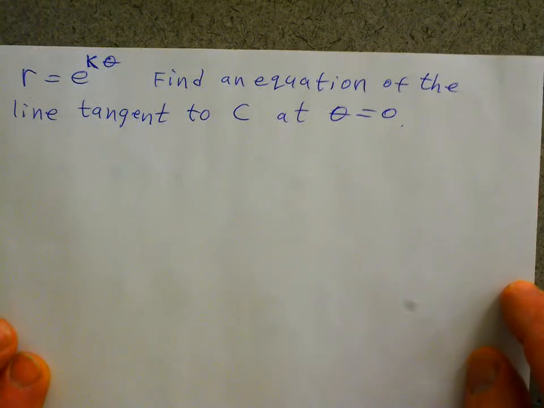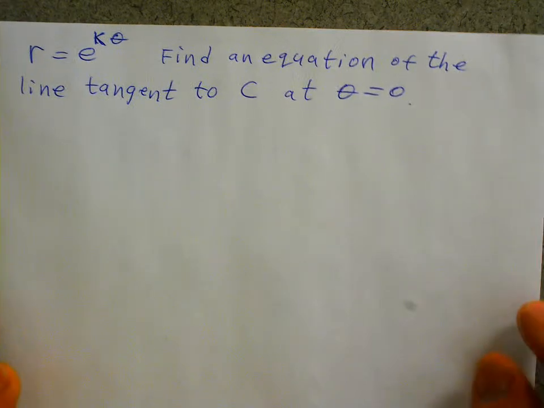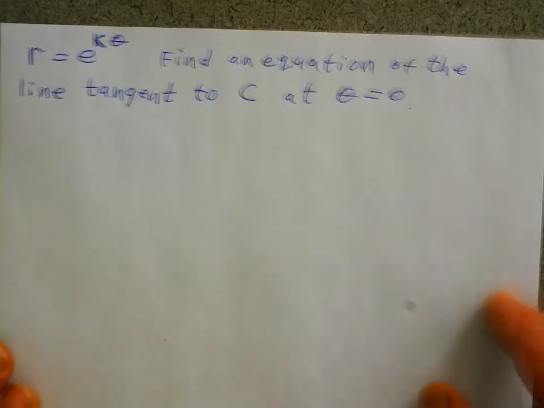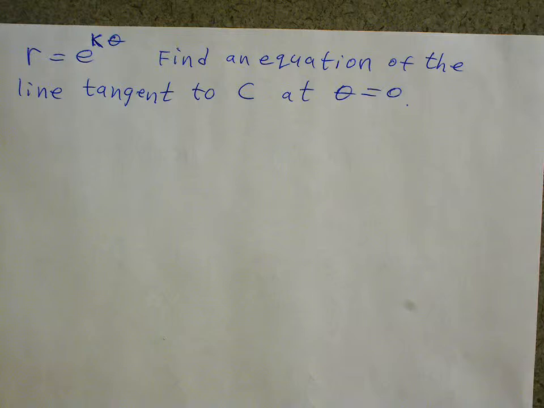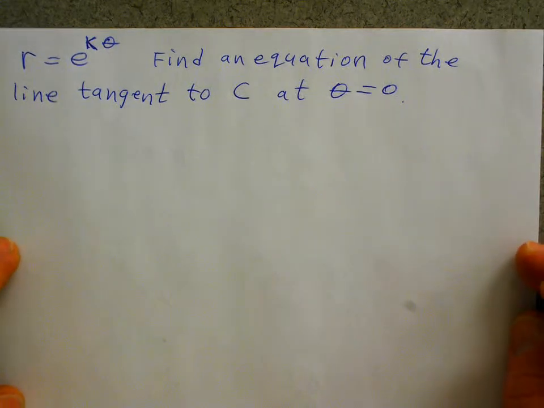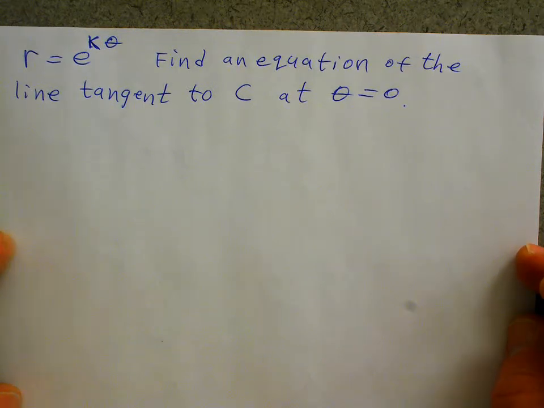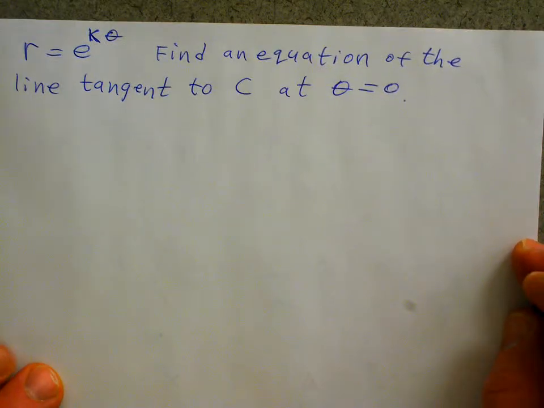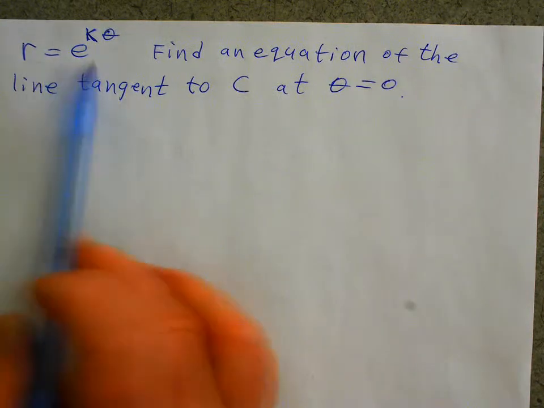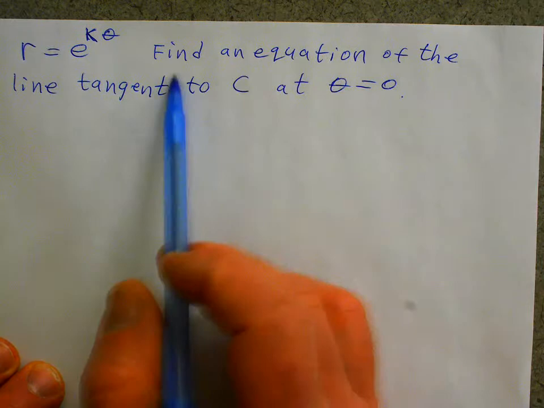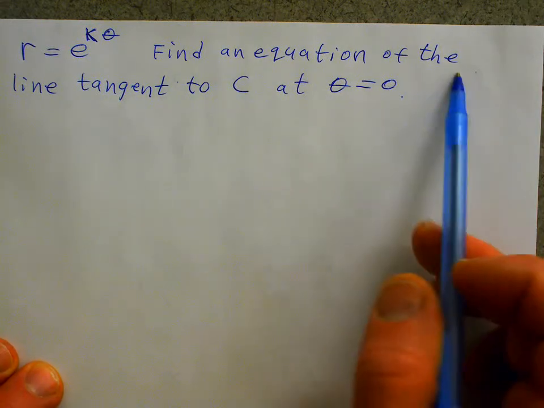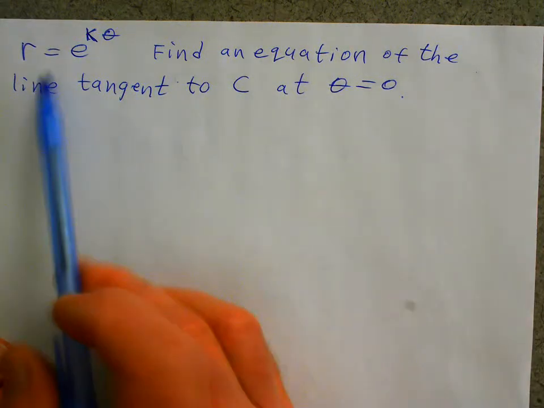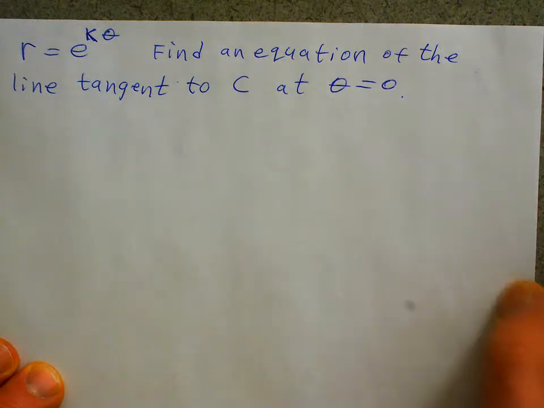So we have this polar equation, r equals e to the k theta, and k is a non-zero constant. Maybe a little bit later we can sketch the polar curve, but for now we just want to find an equation of the line that's tangent to the curve at theta equals 0.